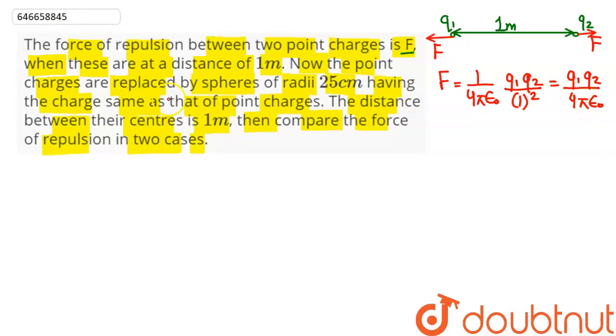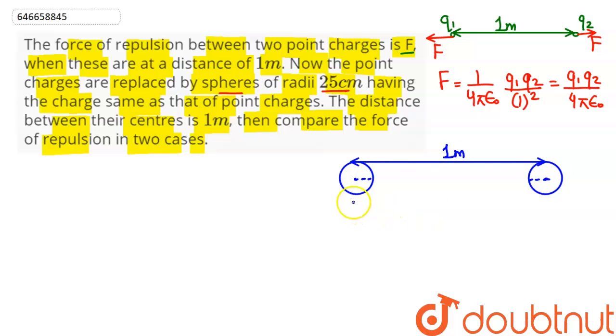Now here it says these point charges are replaced by spheres of radii 25 centimeter, with the same charge as that of the point charges. So these are replaced by two spheres of same charges. Now the distance between their centers is given in the question to be 1 meter, and their radius is given as 25 centimeter. So the radius of both these two spheres is 25 centimeter. So this charge is Q1, this has the same charge Q2.